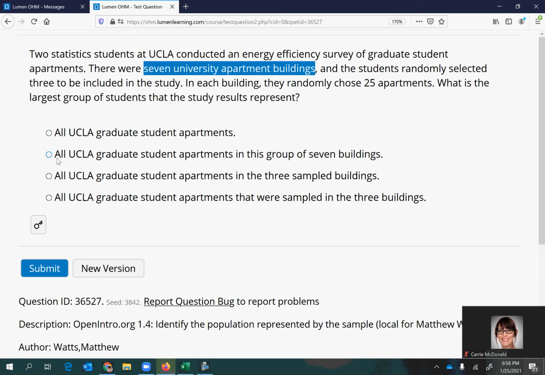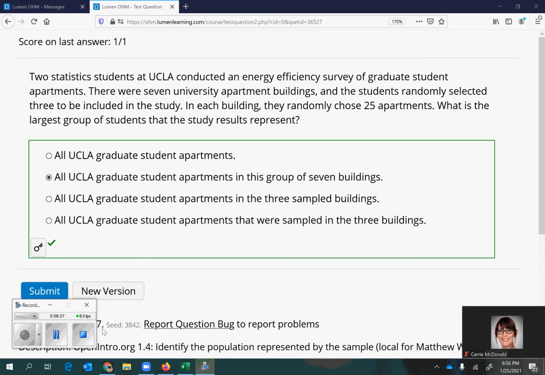So as you can see, all UCLA graduate student apartments, no. All UCLA graduate student apartments in the group of 7 buildings, yes. All UCLA graduate student apartments in the 3 sampled buildings, no, that's the sample, that's not the population. And remember, when we're talking about a study representing someone, it's representing the entire population. So it would not be the actual sample. And the last option, all UCLA graduate student apartments that were sampled in 3 buildings. Again, no. Okay, so the only one that makes sense is this one right here. And that's the end of that question.